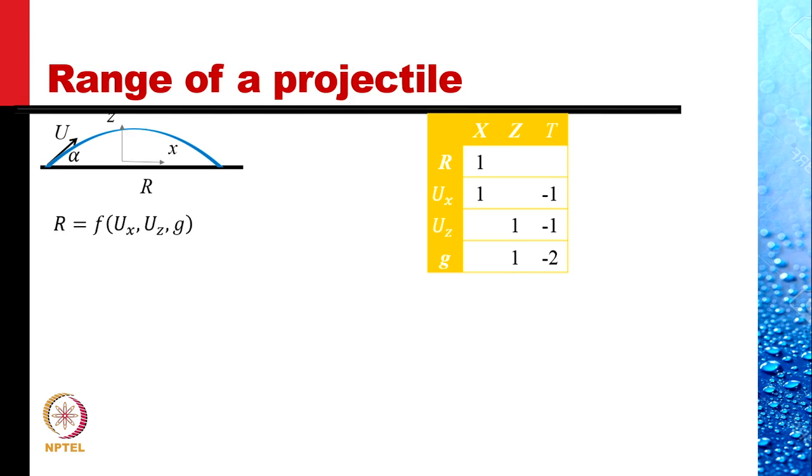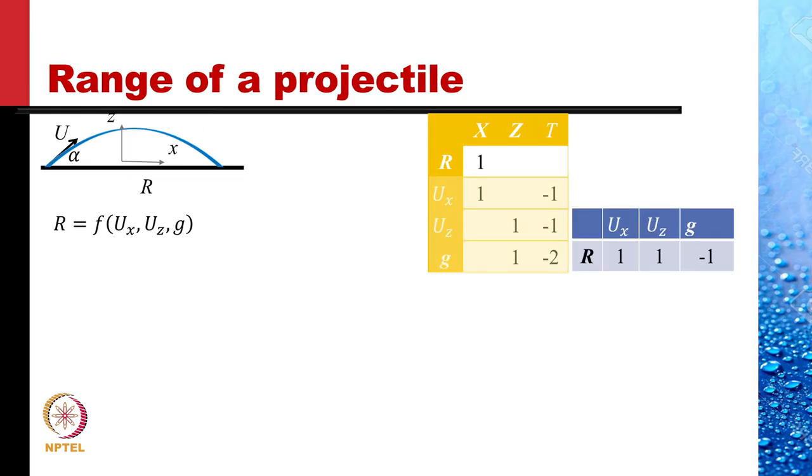We need 3 elements in the basic group. We use all ux, uz, and g. Only one pi number would be formed, and that pi number has a dimension ux into uz divided by g. Then that should be constant. So that r, the range, is c, a constant, times ux uz divided by g.